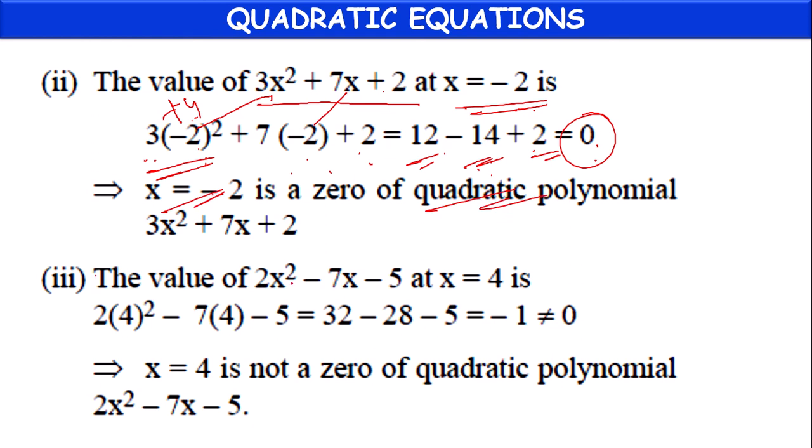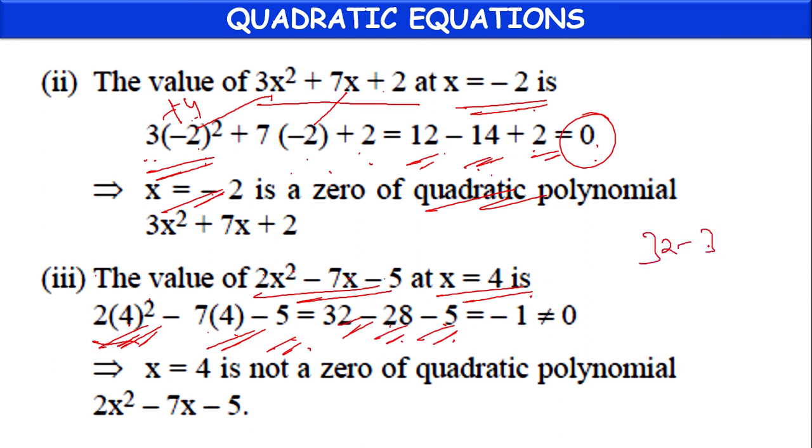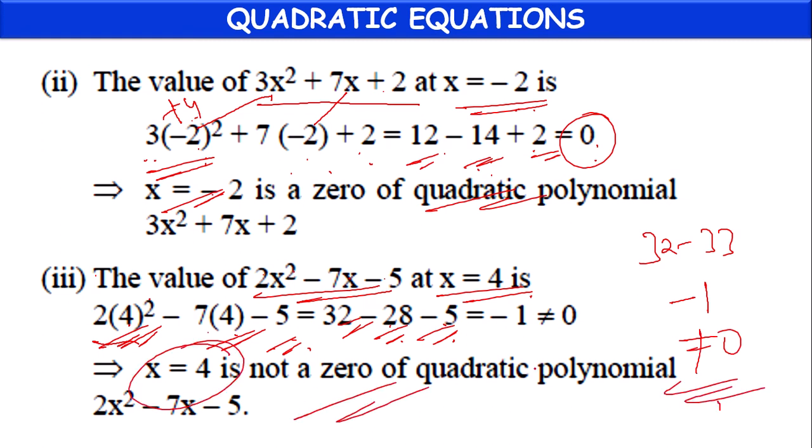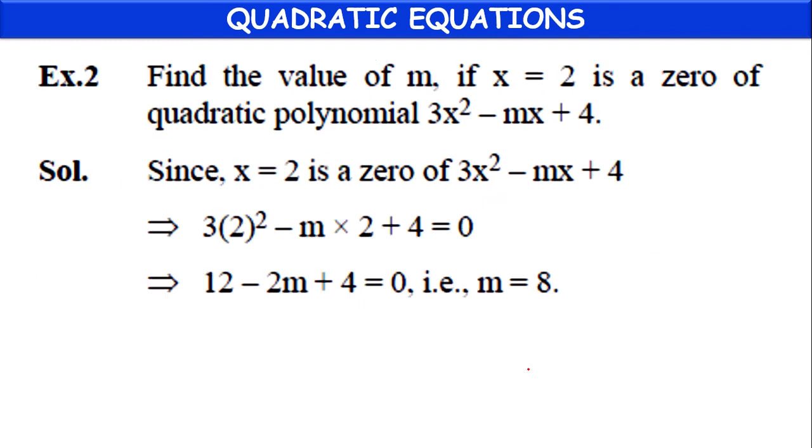Next, another one. Value of this at x equal to 4. Let's substitute 4 here. 2 into 4 square, minus 7 into 4, minus 5. 4 square is 16. 16 into 2, 32. 7 into 4, minus 28. Minus 5. Minus 28 minus 5. 32 minus 33, which is equal to minus 1, which is not equal to 0. So this is not a 0 of a quadratic polynomial. Like that we can confirm, children.